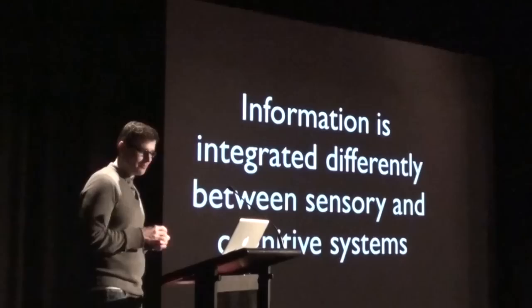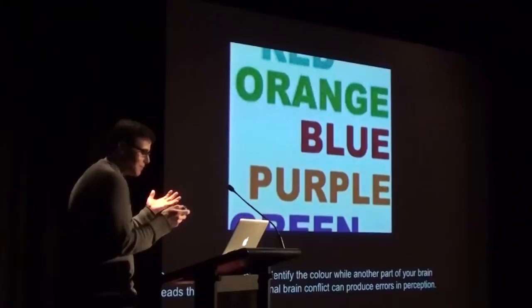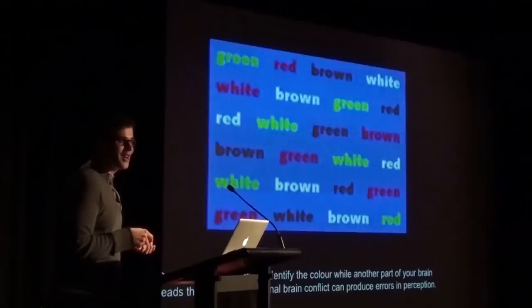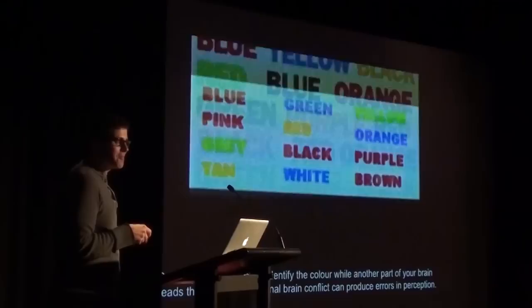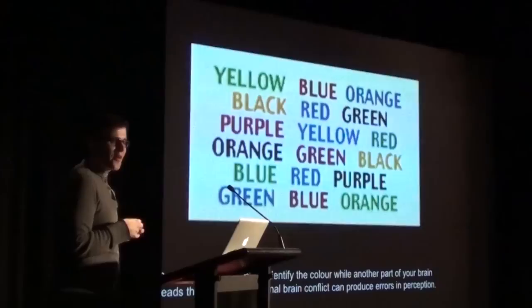And I think the one where you actually get the most difficulty is with speech and colour. So I want you to read out what the actual colour of the text is rather than the actual word. It's pretty difficult, isn't it? Well, I'm a bit short-sighted, so it makes it a bit easier.